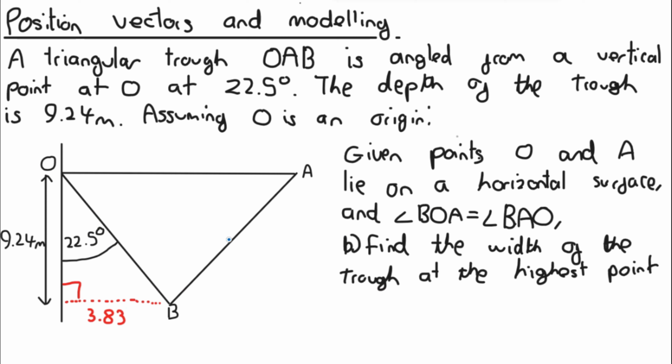So for part B, we need to find the width of the trough at the highest point. So if you think about it, this will be this line here. This is the highest point, and this will be the width of it. So we need to find the length of this line. So how can we do that?